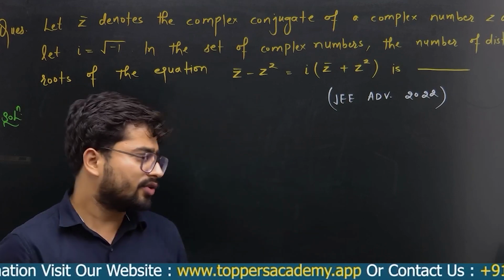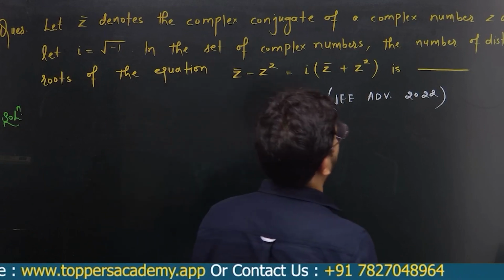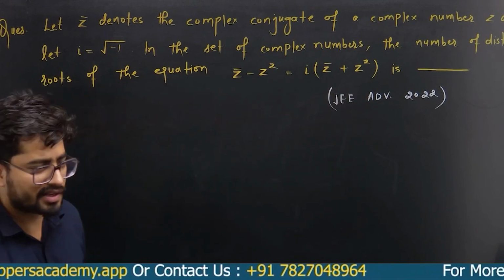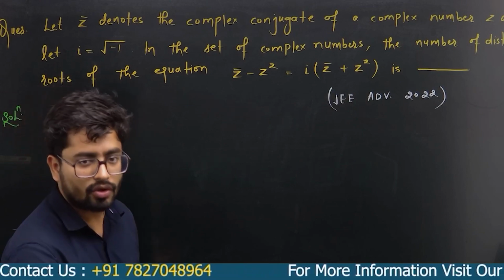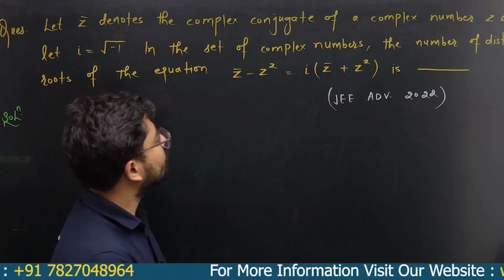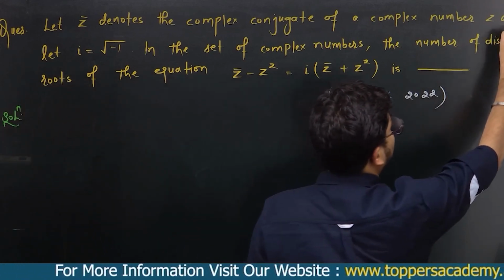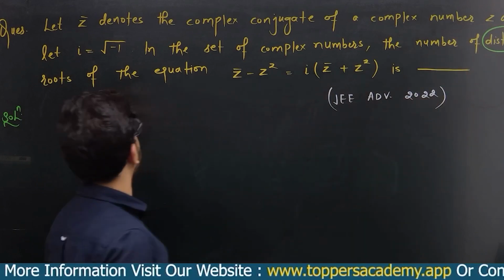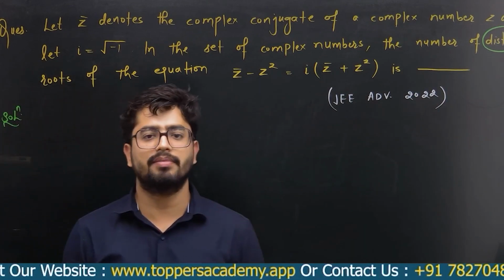So today we'll discuss one previous year question from your IIT JEE Advanced 2022 paper. Okay. And your question is what? Question says, let Z bar denote the complex conjugate of a complex number Z. Basic definition you know. And iota is equal to root over minus 1. Sorry, basic notations. Okay. In the set of complex numbers, find the number of distinct roots of the equation. Okay, that's important. Distinct roots of the equation z bar minus z square is equal to iota times z bar plus z square.